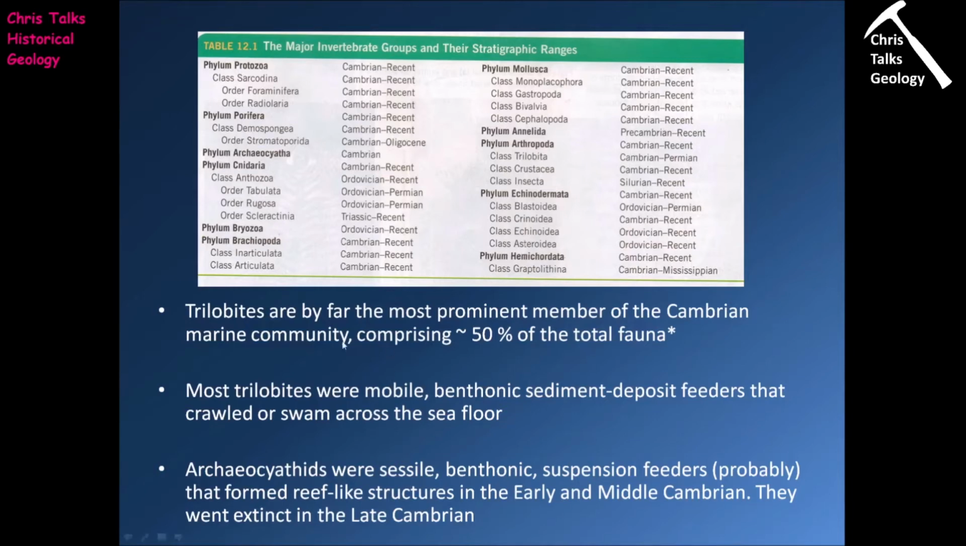So in terms of trilobites, very, very successful group. They were mobile, so they would move across the seabed. They were benthic, so they moved across the sea floor. Chances are they were a mixture of sediment deposit feeders, and some of them would probably also have been scavengers, just eating carcasses of any organism that they happened to come across.